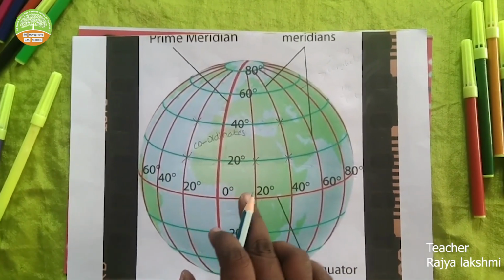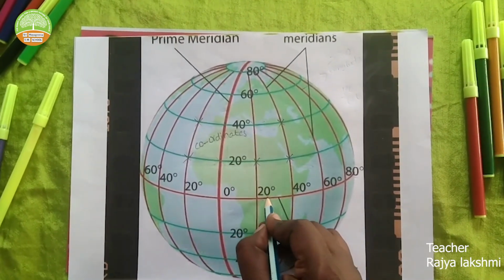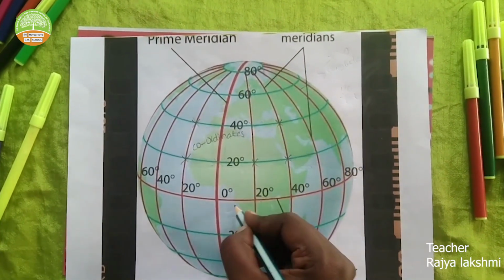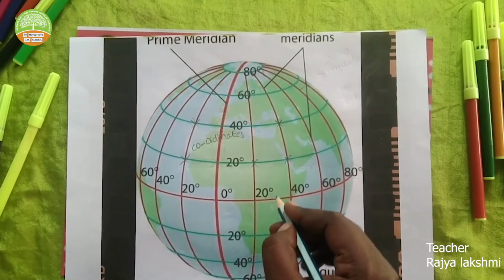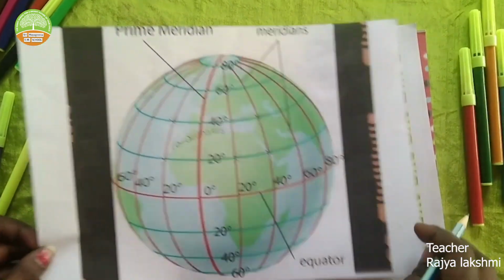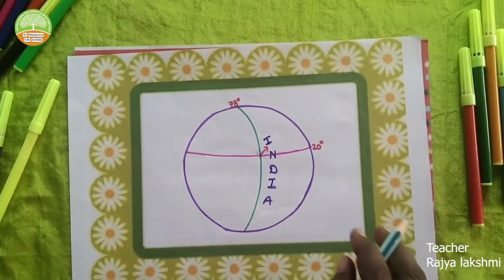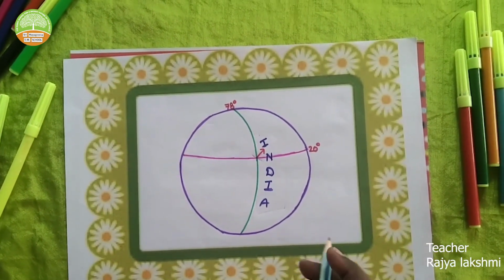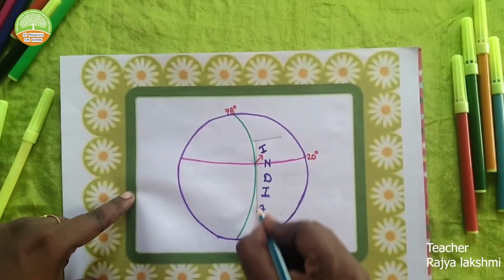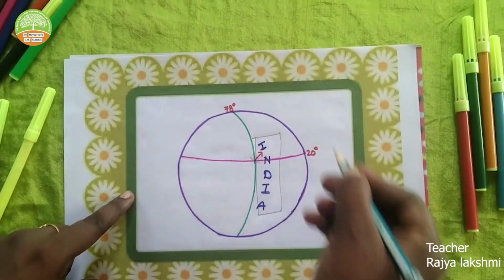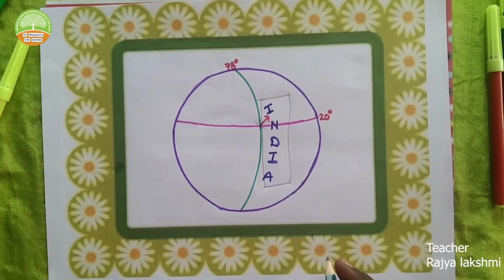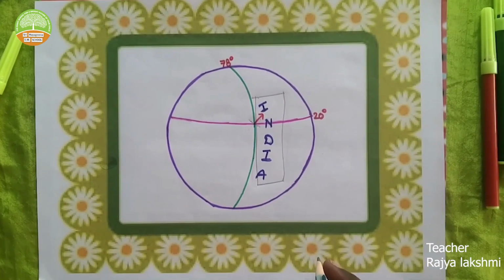Then just look at the latitude of 20 degrees and longitude of 78 degrees and examine where these lines cross. The lines of 20 degrees latitude and 78 degrees longitude will meet. The place is called India. This is the way we can determine any place on the map.